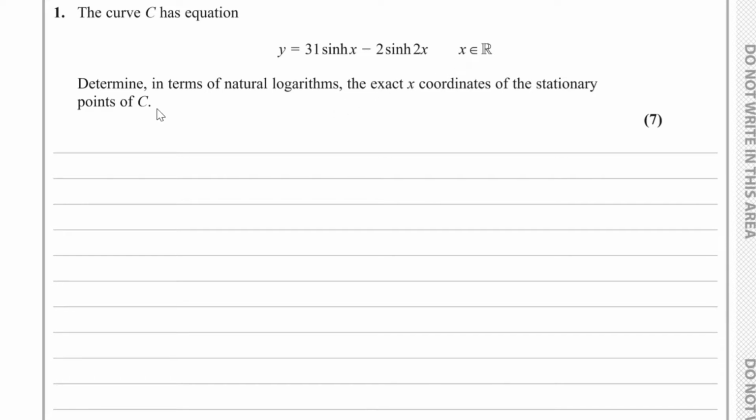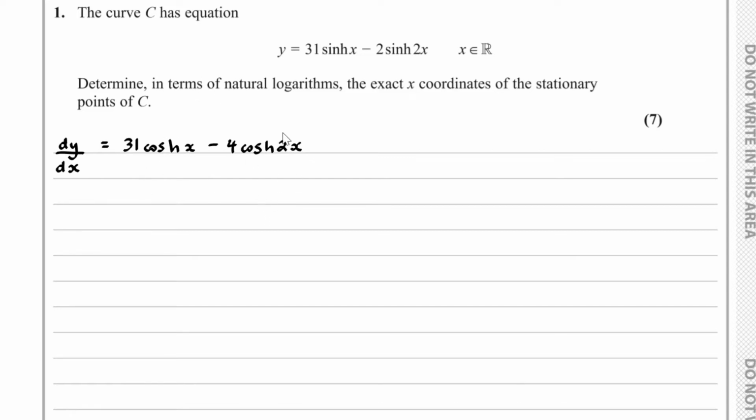So if we differentiate y, you'd find dy over dx equaling 31 times the hyperbolic cosine of x minus 4 times the hyperbolic cosine of 2x.